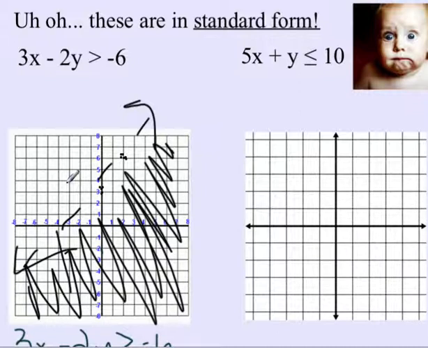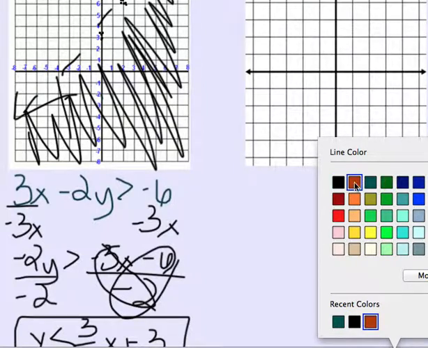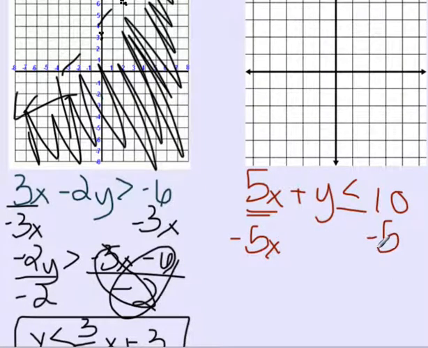Okay? Let's take a look at number 9. So we have 5x plus y is less than or equal to 10. So let's just write that down here. So we need to solve this for y. This is a positive 5x. So to get it to the other side, I'm going to subtract 5x. And then I'm going to get y is less than or equal to negative 5x plus 10.